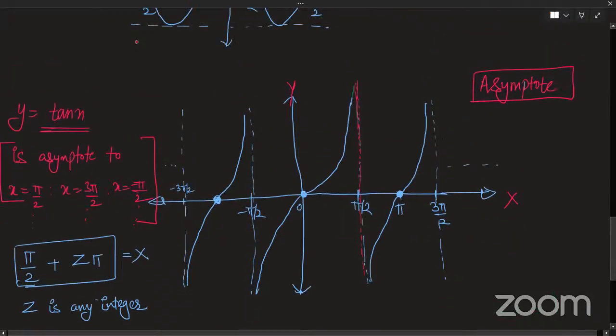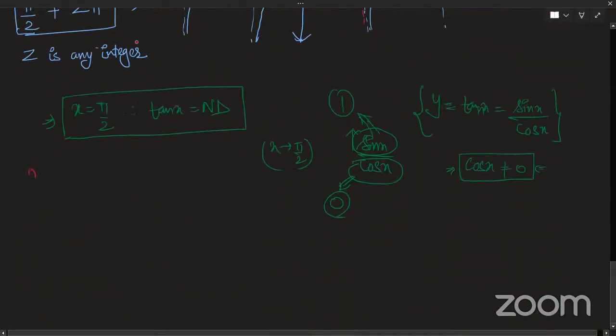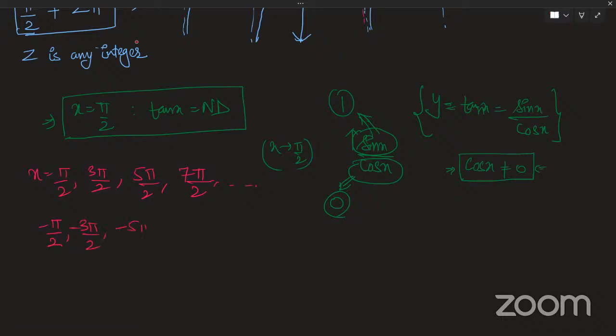So since y is equal to tan x is a repetitive curve, whatever is happening at x is equal to pi by 2, the same is happening at 3 pi by 2, the same will happen at 5 pi by 2, the same will happen at 7 pi by 2. Similarly on the minus side, the same will happen at minus pi by 2, minus 3 pi by 2, minus 5 pi by 2, and minus 7 pi by 2.